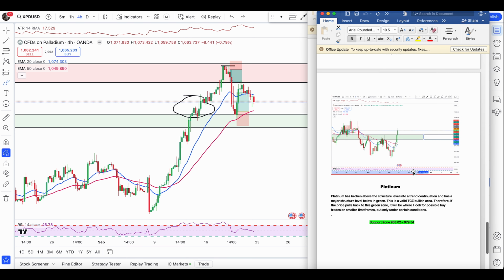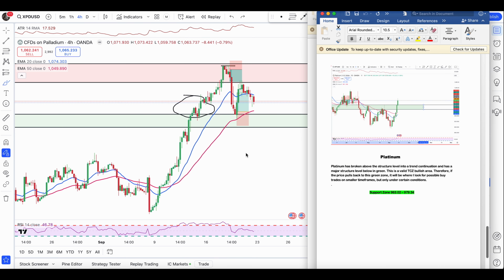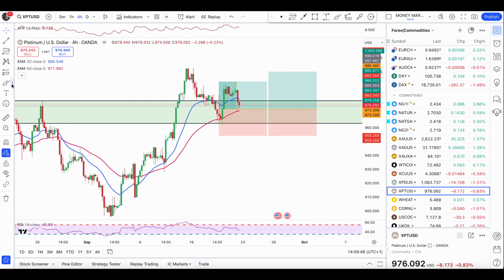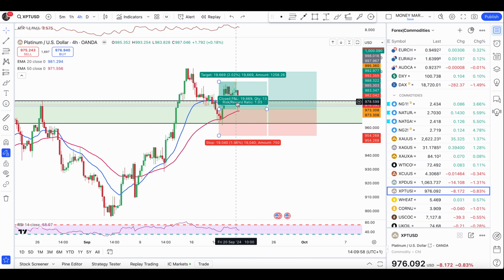Then I want to show you Platinum. Exactly the similar condition like Palladium. Platinum exactly the same. The price broke above this level, and now we were waiting for the price to form some sort of condition. What do we have? Swing low, bullish engulfing pattern, and here that nicely hit the target of 1-to-1 reward to risk ratio.